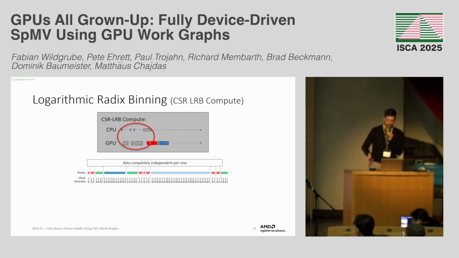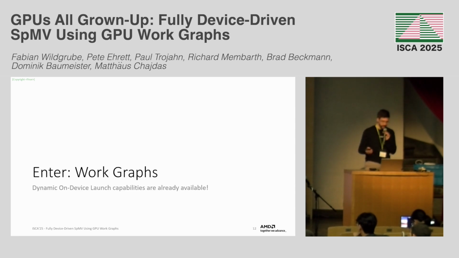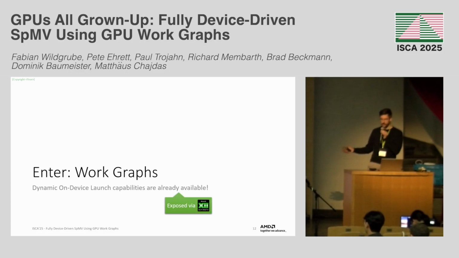So what we asked now is basically, what happens if we can inspect the row on the GPU and then directly launch a dynamic on-device relaunch, basically, of the required number of threads we need for a specific row, without having to wait for any kind of sorting mechanism or anything to happen, and without going back to the CPU. Well, this is where Workgraphs comes in, because that gives us exactly what we're looking for. It's dynamic on-device launch capabilities, and they are already available. The only issue, kind of, is that they are only exposed through graphics programming stacks, such as D3D12.